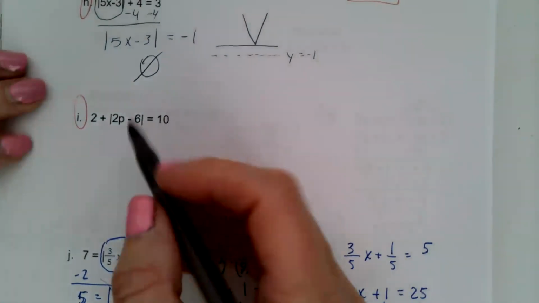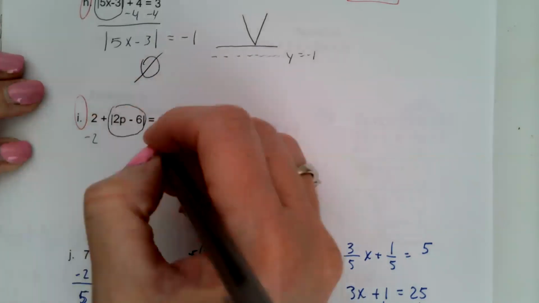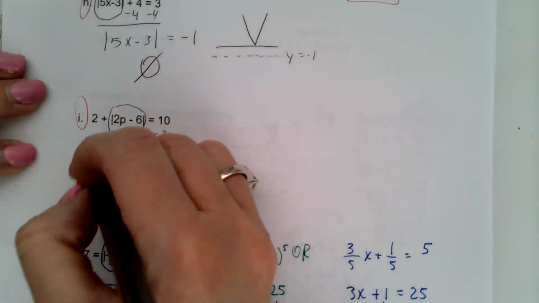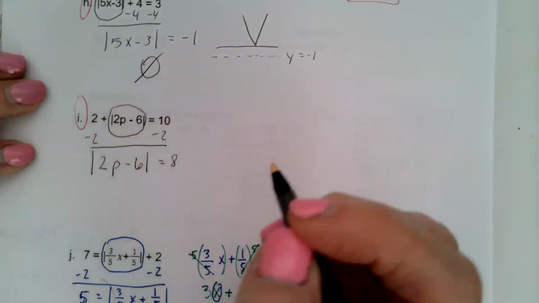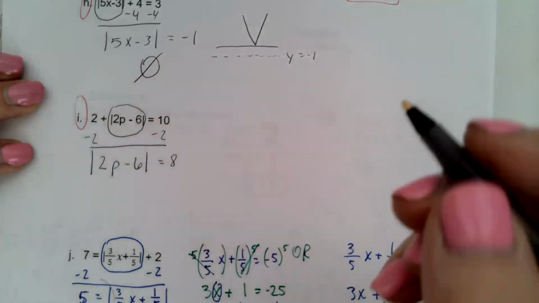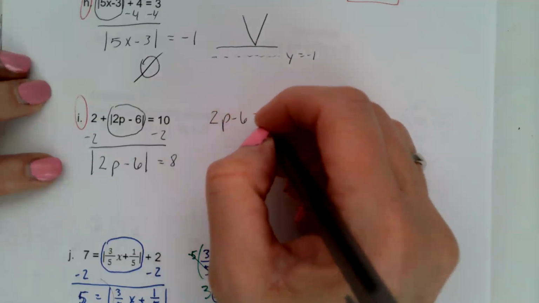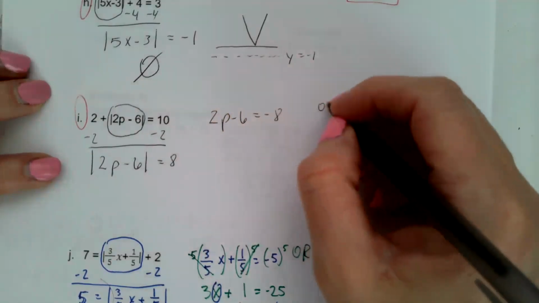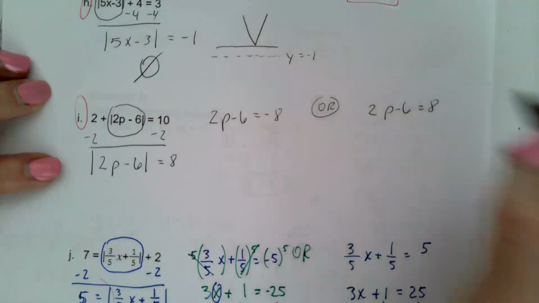Okay, letter I. Again, we have to isolate the absolute value by subtracting 2. So we have the absolute value of 2p minus 6 equals 8. And so 2p minus 6 can equal a negative 8, or 2p minus 6 can equal a positive 8.